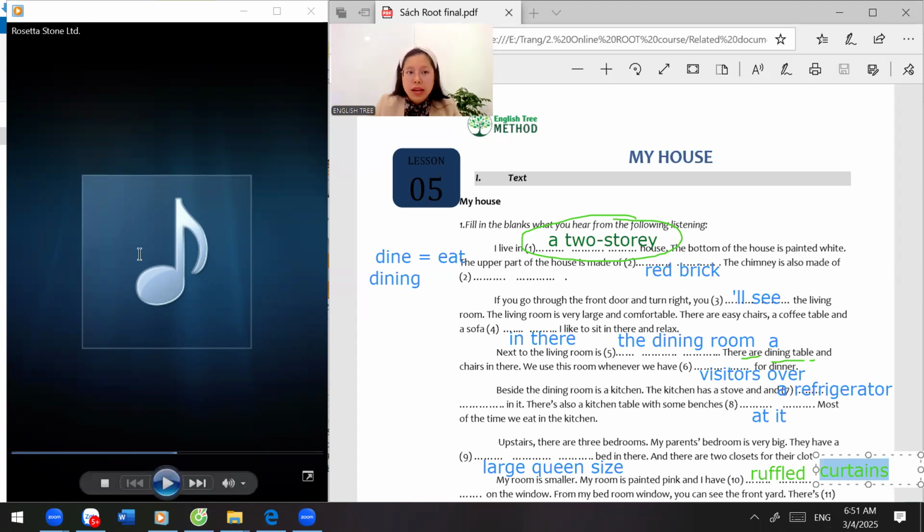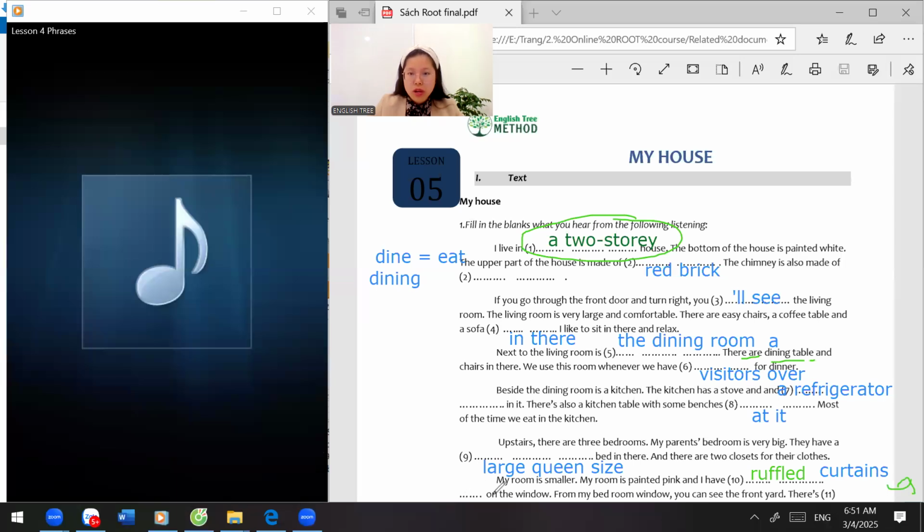So ruffled is an adjective. I color it green, and curtains is a noun. I color it blue. And how many curtains? If there's only one curtain, you would have to use a ruffled curtain. But here you didn't hear a, and also you hear the link from curtains to on. Curtains on the windows. On the window. Yeah, you can hear that quite clear. Okay.